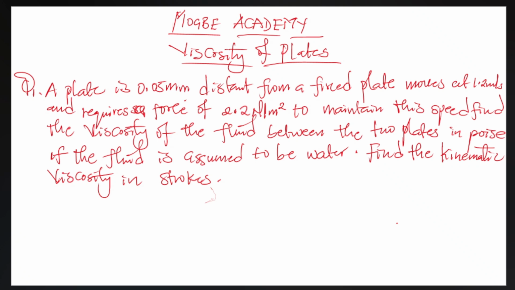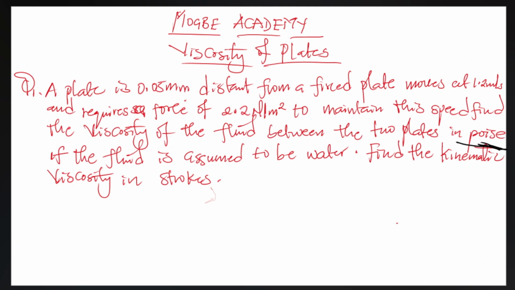Strokes. The first thing you do when you have a question like this is to identify your given parameters, because you use your given parameters to find your unknown. And what is your unknown? The first unknown is your dynamic viscosity, and after getting your answer, it should be in poise.